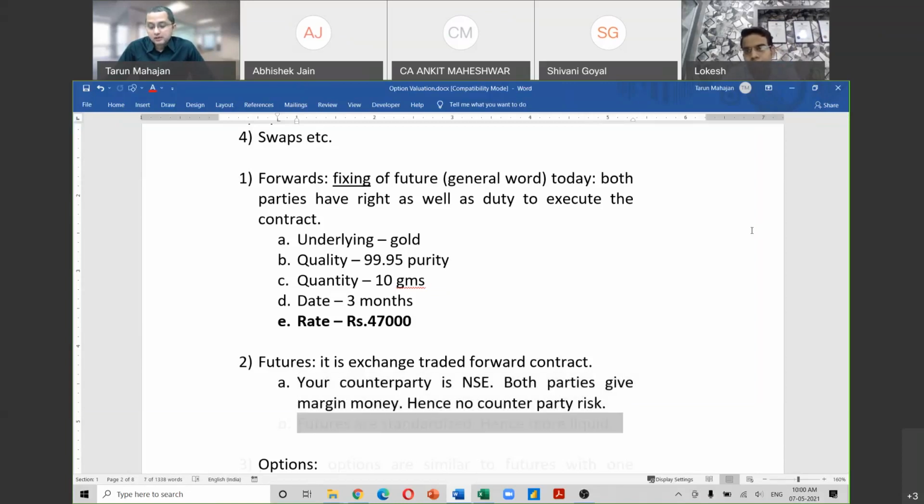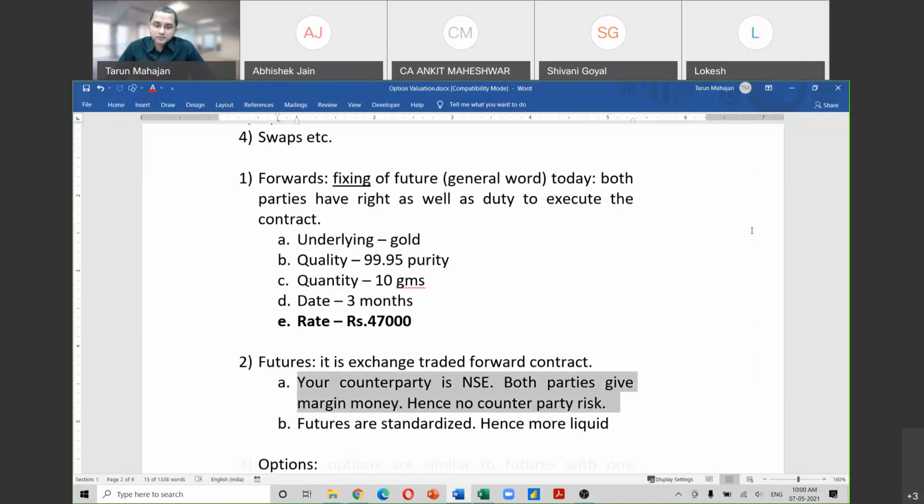One more thing which makes a forward different from the future, you know, there's one beauty also. In case of forward contract, your counterparty may default, so you have the counterparty risk. But in case of futures, your counterparty will never default because it is a big stock exchange, and on top of it, it is taking deposit from both parties. So in forward, you have the risk. In future, you don't have the execution risk or counterparty risk.